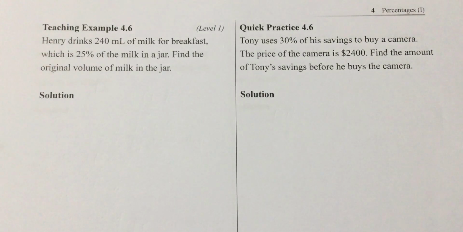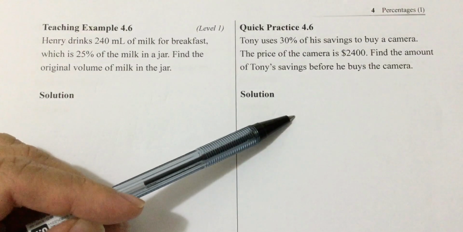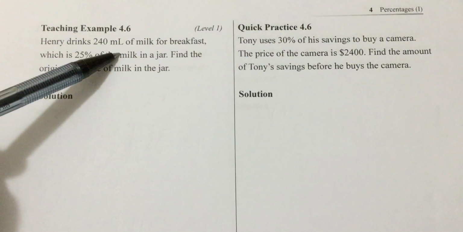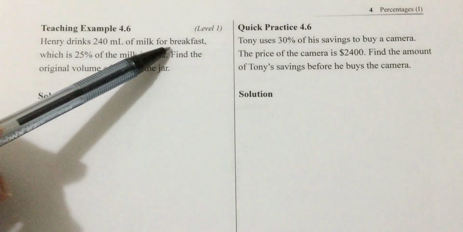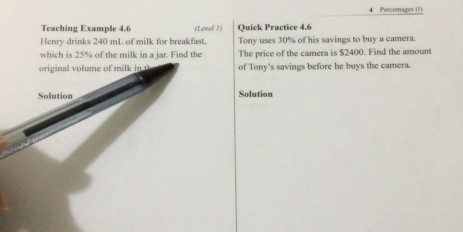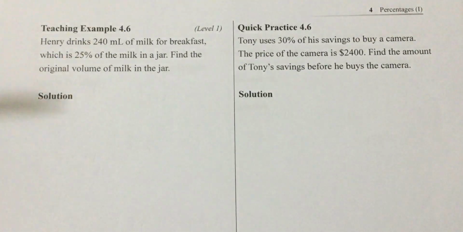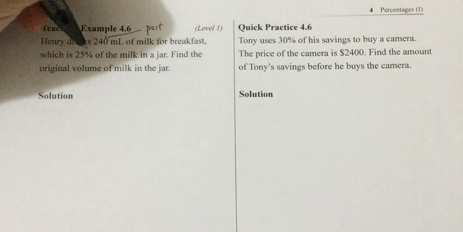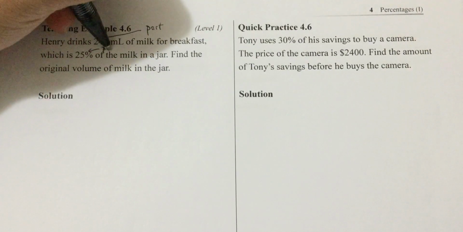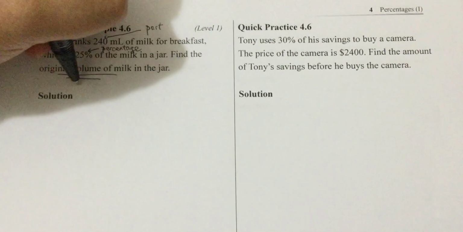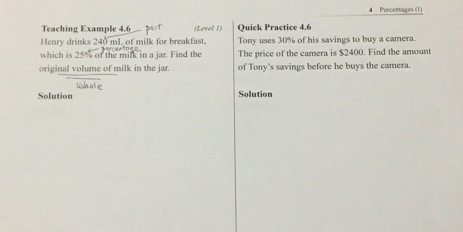Now we are going to have the teaching example for you, and then you will do the quick practice afterward. Look at this. Henry drinks 240 ml of milk for breakfast, which is 25% of the milk in the jar. Find the original volume. So for 240, this is the part, and this is the percentage we are going to calculate. What I'm going to find is the original volume. That is the whole you're going to calculate.